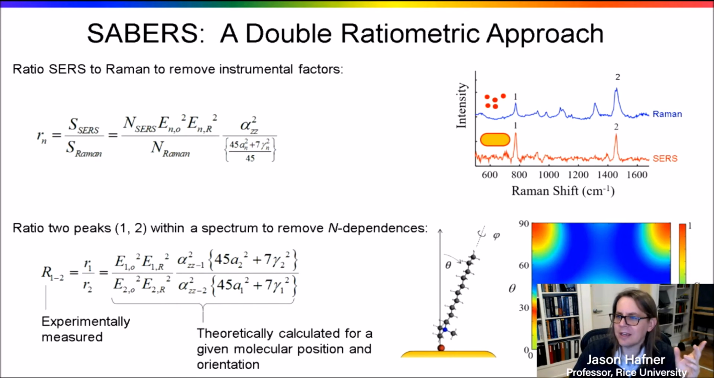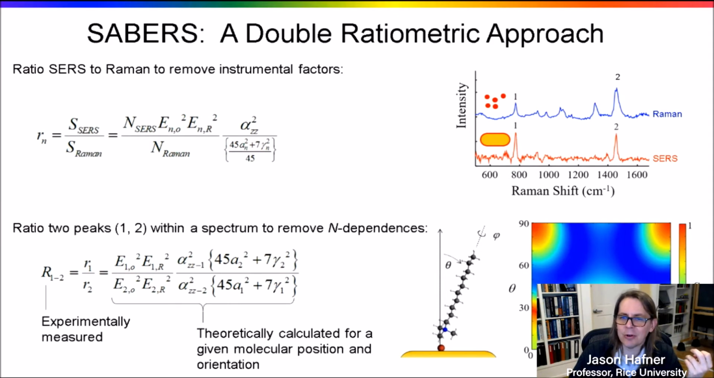So the first thing we do is we take each peak and we take a ratio of its measured SERS intensity to its Raman intensity. So there's a number we can measure, right? The height of that peak and the height of that peak. And if you look at our expressions, that ratio cancels a lot of stuff out, right? That's the power of a ratiometric method. You cancel things that you don't want. And when you cancel it out, you get an expression like this.